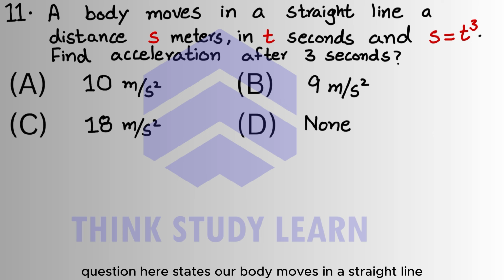The 11th question here states: a body moves in a straight line a distance s meters in t seconds, and the equation given to us is s is equal to t cube.